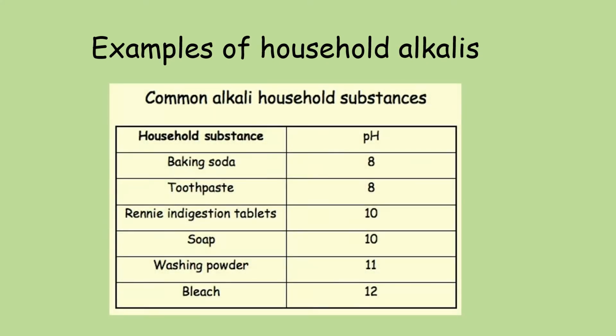So here we have a list of common alkalis you would find at home that range from things like baking soda and toothpaste, right up to things like soap and even bleach. Your sort of household cleaning products, quite often oven cleaner and things like that. The really strong household cleaners would usually be an alkali.